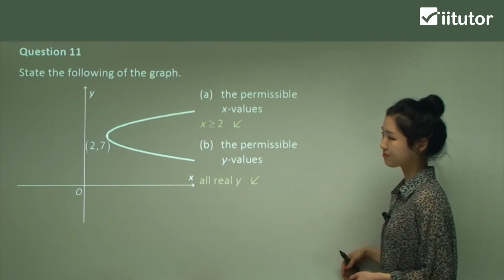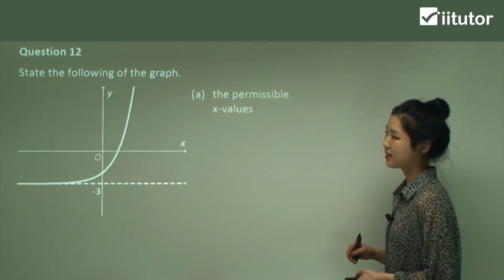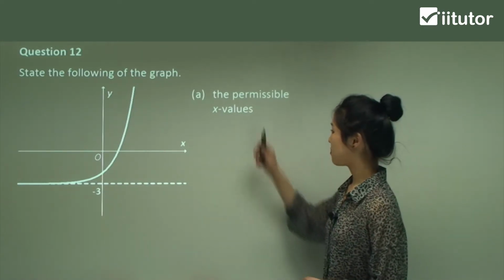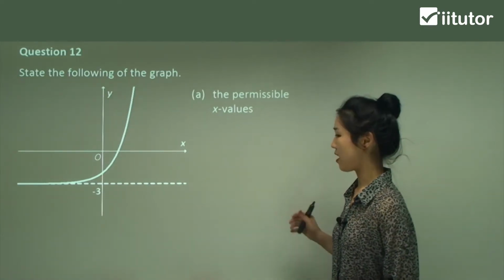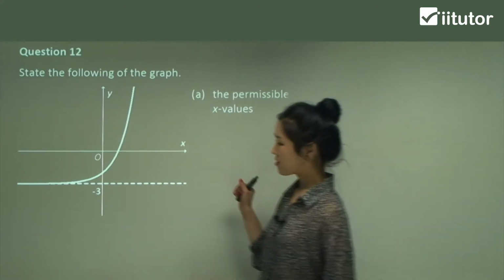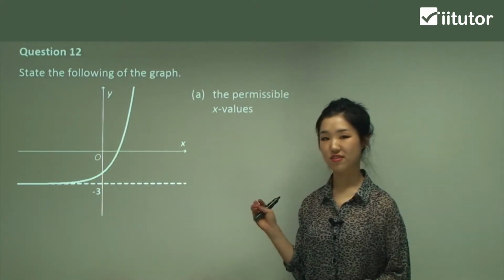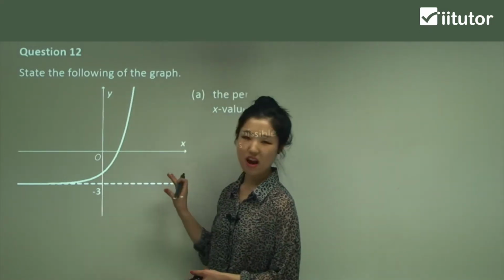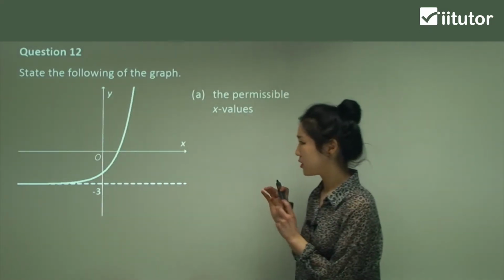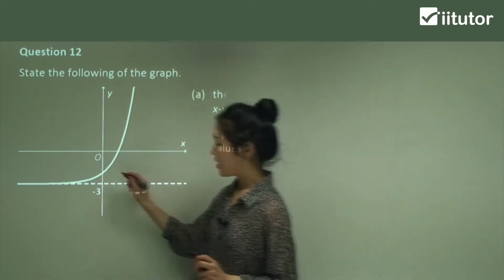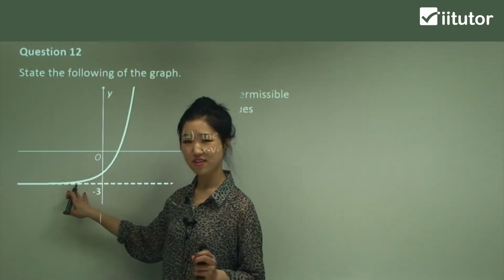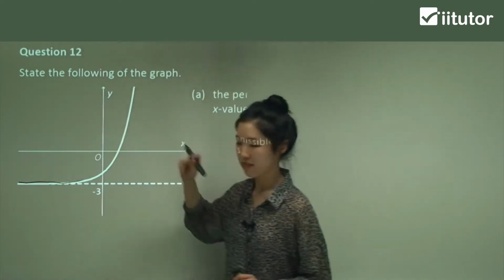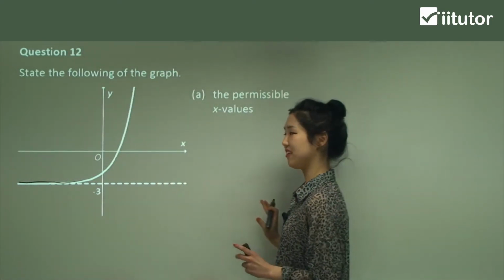Okay, that was 11. Let's look at 12. Now we're going to do the same thing with this graph. It says the permissible x values to start with. Now this time, guys, this is like an exponential graph. Again, you should be used to this because we've done this before. My graph is very close, so I did it very detailed. So it's actually touching the asymptote, but it shouldn't. Just make sure that this graph shouldn't be touching the asymptote. It just looks like it, but it's actually not.